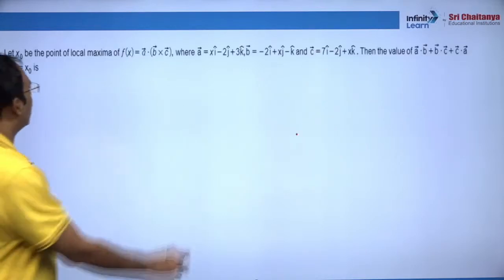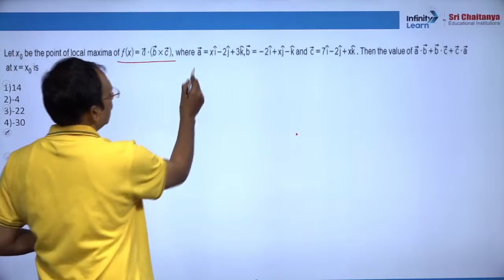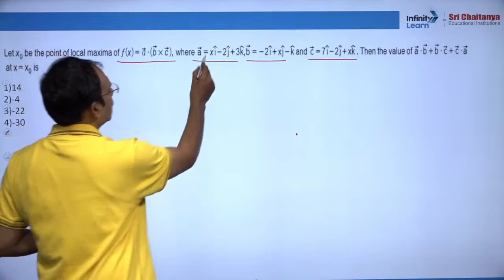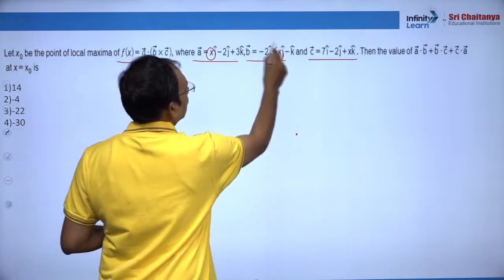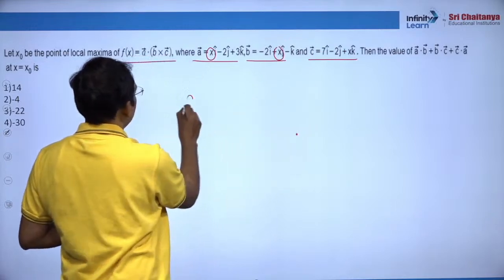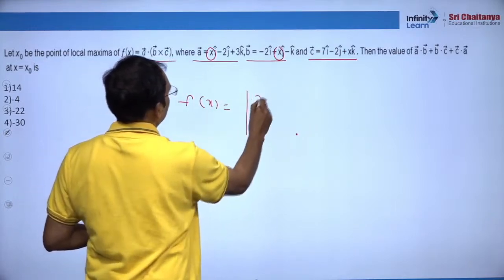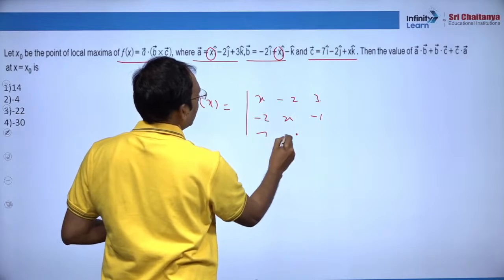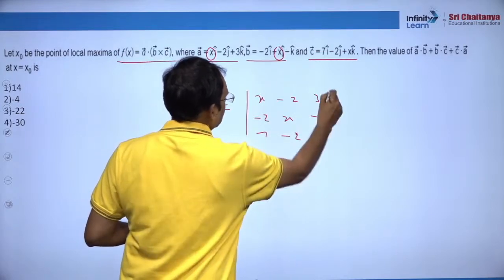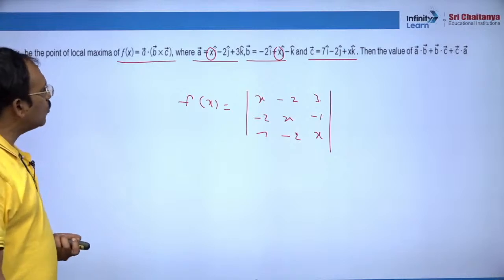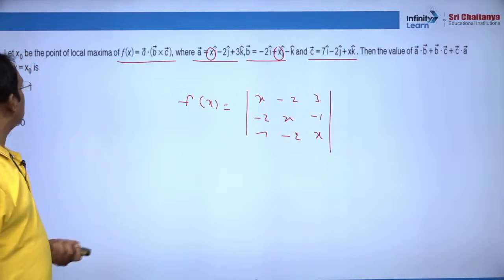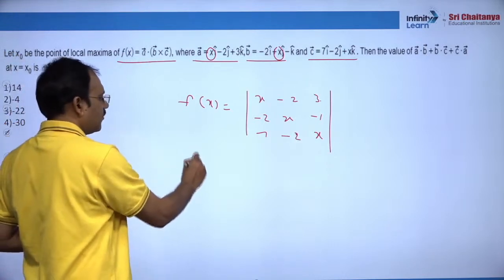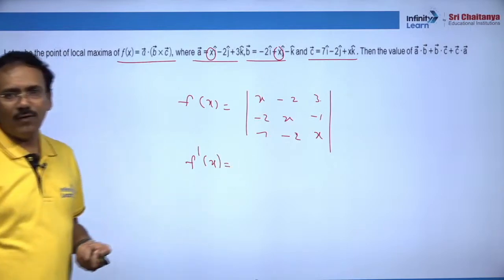Next, my dear friends, f of x is the box product of a, b, c, three vectors given, in which x is the only available variable, and the remaining are all numbers. You see, f of x is nothing but the determinant of x minus 2, 3, minus 2, x minus 1, 7, minus 2, x. If you just expand, you will get a cubic expression for f of x, and he said let x naught be the point of local maxima. With the help of f dash x you can find where it is going to have local maxima.